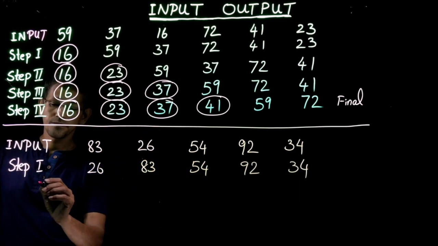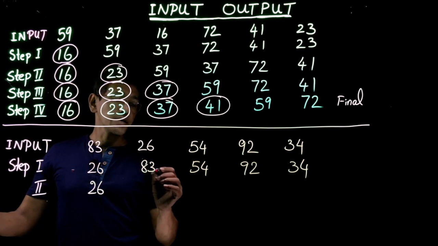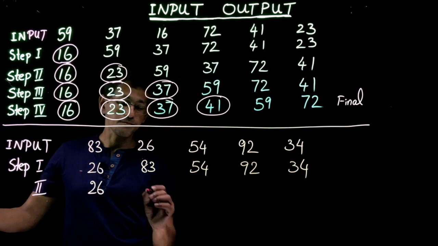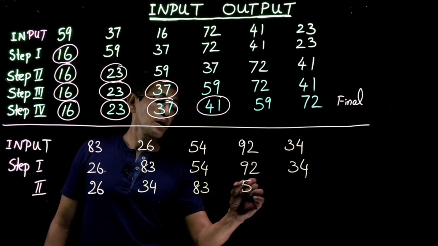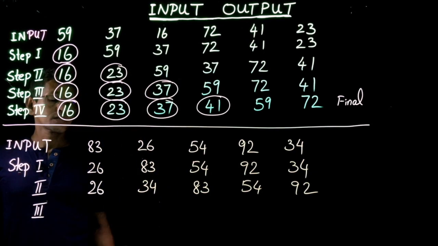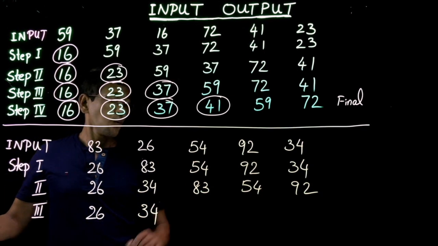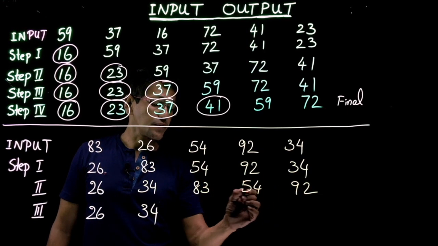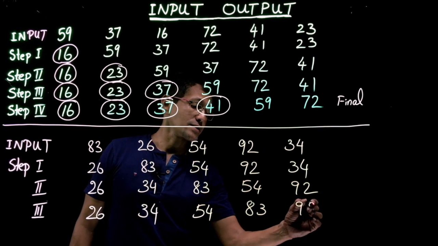Alright? Step 2. 26 stays as it is. The next smallest number, 83, 54, 92 and 34, among these four numbers, the next smallest number would be 34. So we have 34 here. All of the numbers 83, 54 and 92 as it is. Now step number 3. Step number 3, while 26 stays as it is, we have 34 as it is, no change. While next smallest number 83, 54 and 92, the smallest number among these three, 54. So 54 would be here, then 83 and 92 as it is.